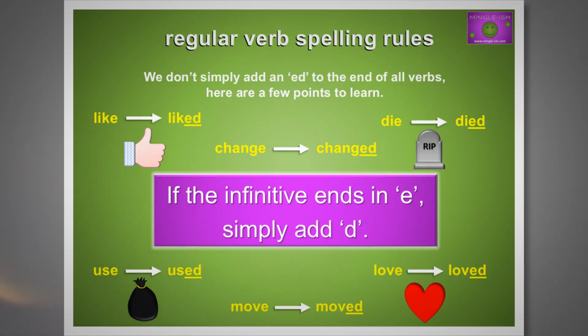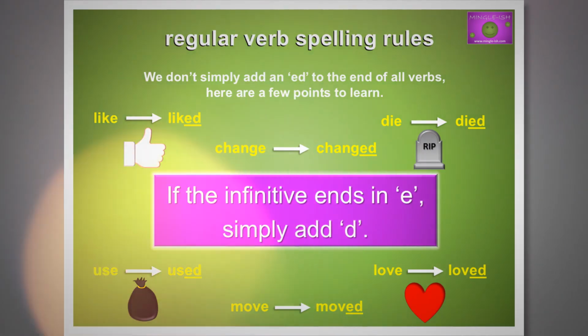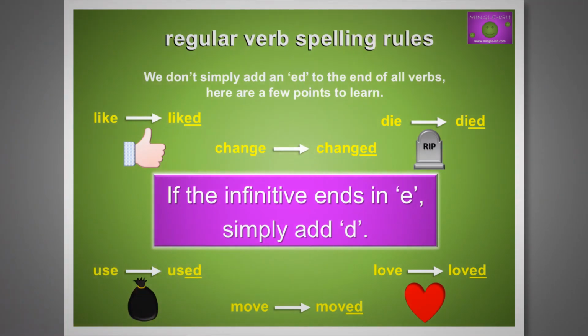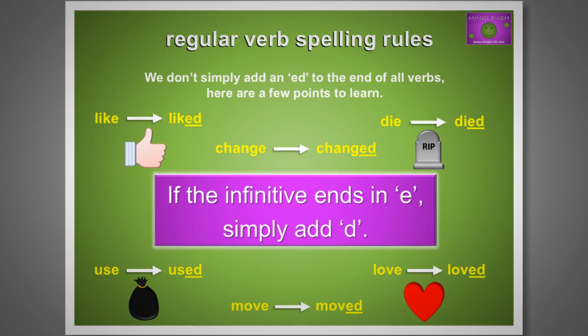Firstly, if the infinitive ends in E, simply add D. For example, like becomes liked. Change becomes changed. Die becomes died. Use becomes used. Move becomes moved. And love becomes loved. So, for this first rule, simply add D.